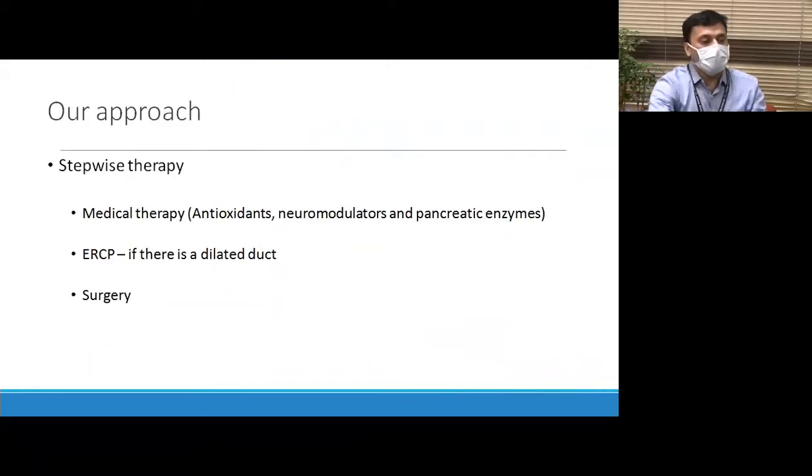So what we do in our department, when a patient presents with chronic pancreatitis, the non-pharmacological measures we advise are to encourage them to stop alcohol intake and stop smoking. We usually start the patients on pancreatic enzymes, neuromodulators like pregabalin, antioxidants and a PPI. If persistent pain is there and the pancreatic duct is dilated, the patient can be considered for an endotherapy procedure, or for surgery if they continue to have pain. Surgical results are better if the patient undergoes surgery at an earlier stage.